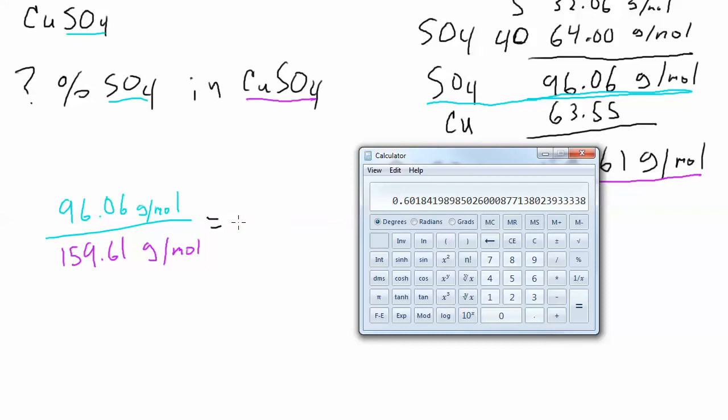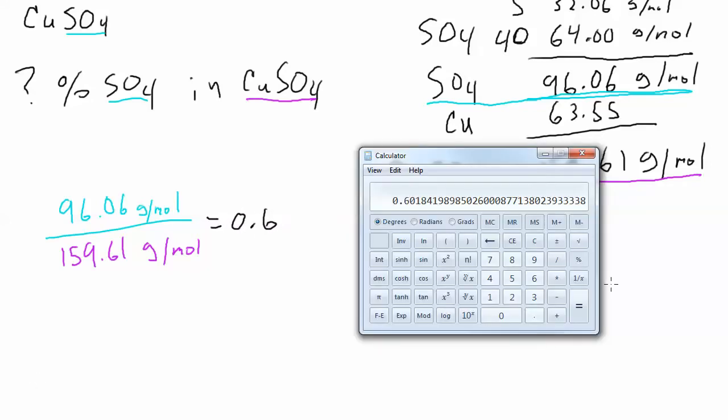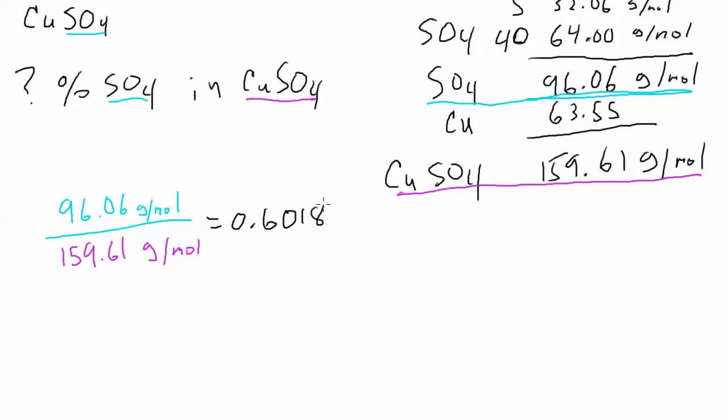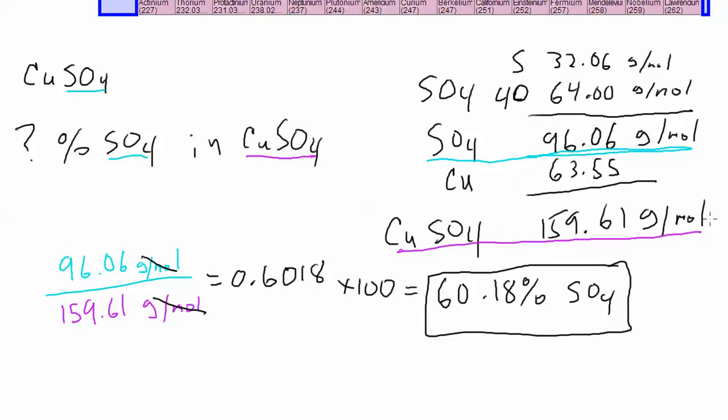So I get 0.6018. And the grams per mole cancels out. And then the last step is to multiply that by 100. So I get 60.18%. So that's our final answer. Copper sulfate is 60.18% sulfate. And that's about as complicated as it's going to get for this class.